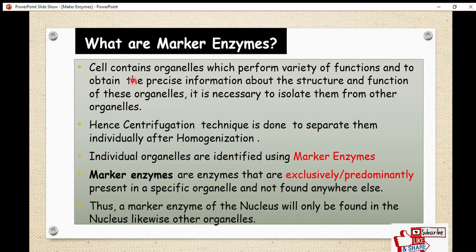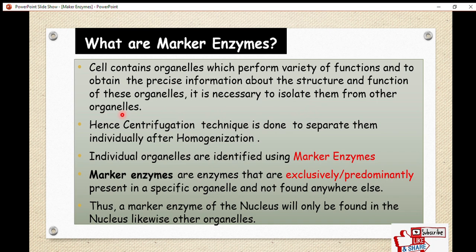So, what are marker enzymes? Usually the cell contains organelles which perform a variety of functions. When we take the cell, for instance, we have the nucleus, cytoplasm, chloroplast, lysosome, Golgi bodies, cytosol, and peroxisomes. Each and every organelle of the cell performs different functions. So in order to obtain precise information about the structure and function of an organelle, it is necessary to isolate it from other organelles.